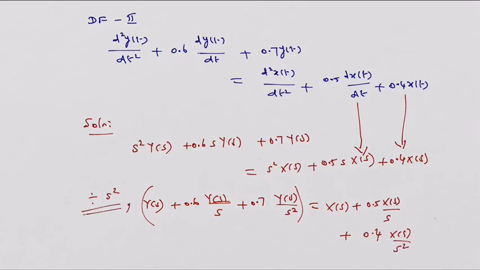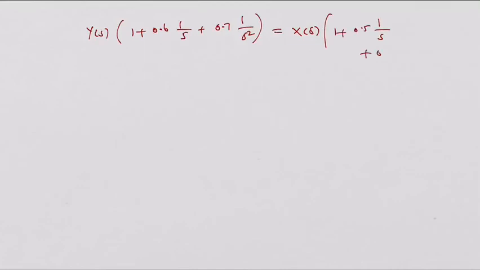See, I just want to take this expression to the next slide, where you will find that this will become Y of s. If you take Y of s as a common factor, it will become 1 plus 0.6 times 1 by s plus 0.7 into 1 by s squared, which is equal to X of s multiplied by 1 plus 0.5 times 1 by s plus 0.4 times 1 by s squared. So you can write this as Y of s by X of s. You have to rearrange it in the form of a transfer function.